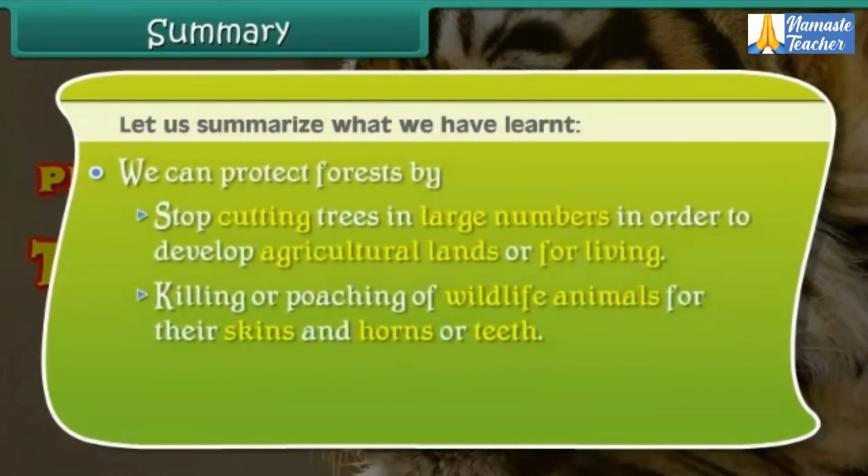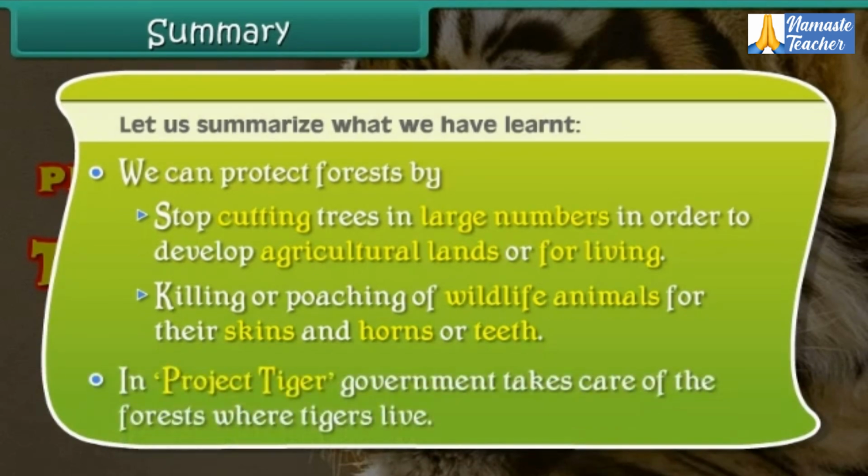We can protect forests by stopping cutting trees in large numbers in order to develop agricultural lands or for living, and by stopping the killing or poaching of wildlife animals for their skins and horns or teeth. In Project Tiger, the government takes care of the forests where tigers live.